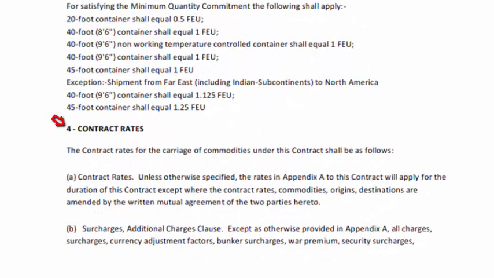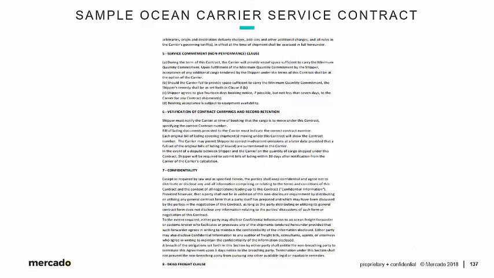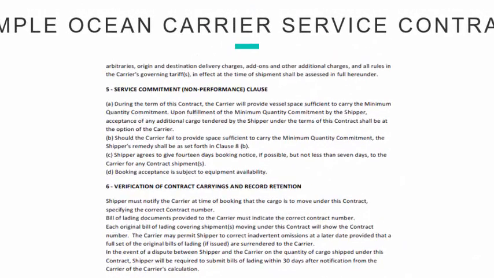Number 4, contract rates. Really what this is saying is that all the rates are found in Appendix A, which we will look at in a moment, and are mutually agreed upon between the parties. However, if we look at B, the surcharges, additional charges clause, an important one, and it carries on to the next page, we'll see it in just a second. Except as otherwise provided in Appendix A, all charges, surcharges, CAF, BAF, war premium, etc., continuing on at the top of the page, arbitraries, origin, destination, delivery charges, on and on and on, in effect at the time of shipment shall be assessed in full hereunder.